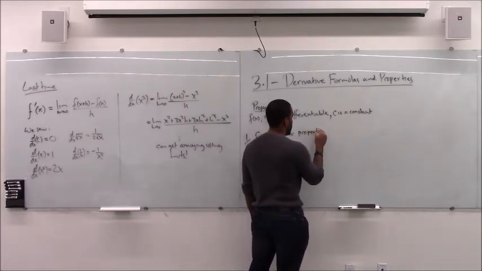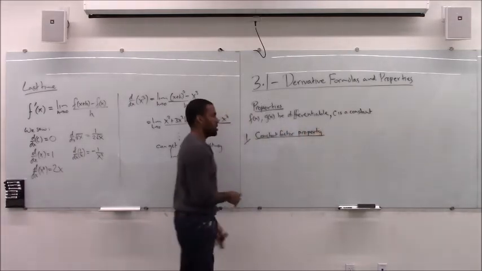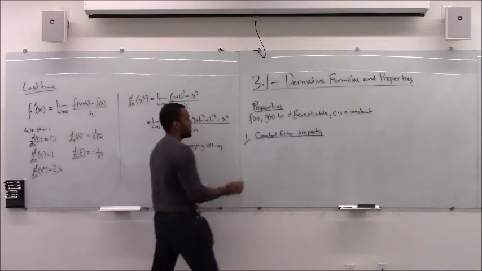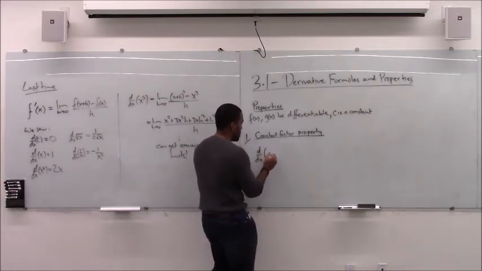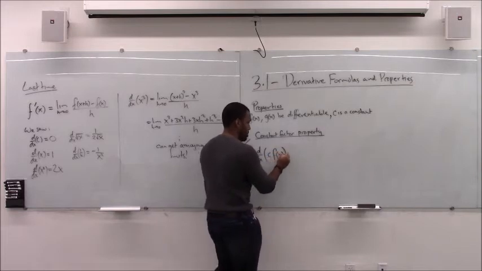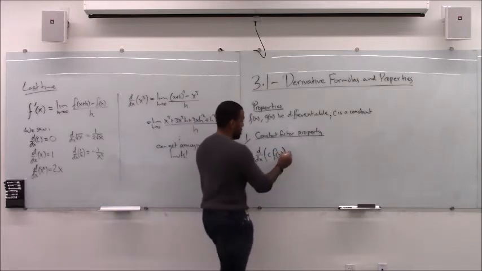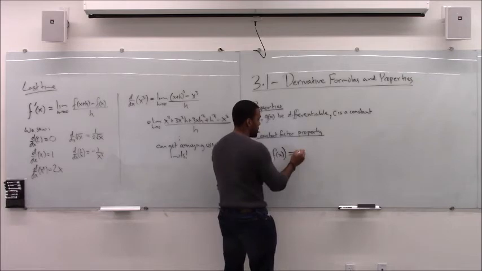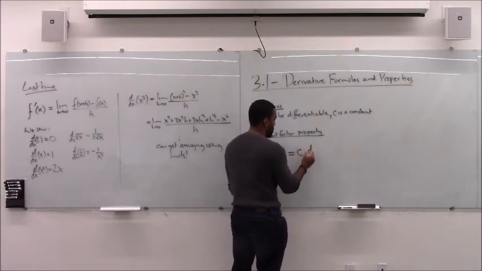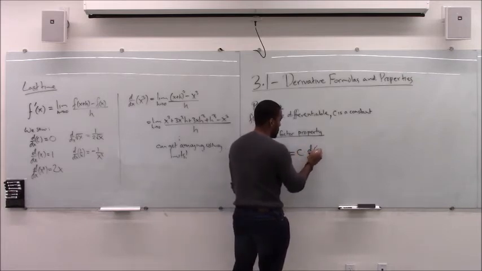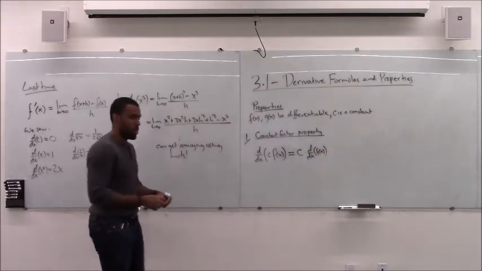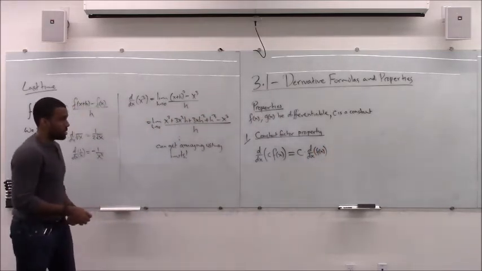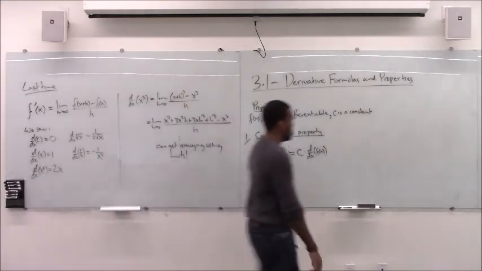Constant factor rule, or constant factor property, basically says the following. If I wanted to find the derivative of a constant times a function, then that is going to be the same as the constant times the derivative of the function. In other words, I can factor constants out of derivatives. That's going to be super useful.